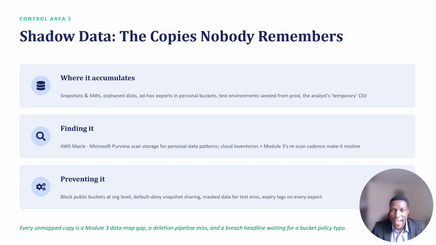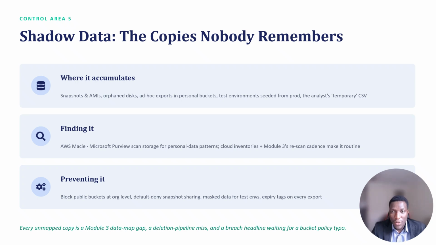Now, how do you find shadow data? This is what data discovery services are mainly built for. In AWS, you have Macie. In Azure, you have Purview. You also have other tools that do data discovery like OneTrust, Security, AI, and lots of other tools out there in the market.